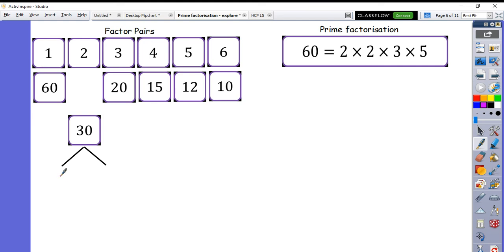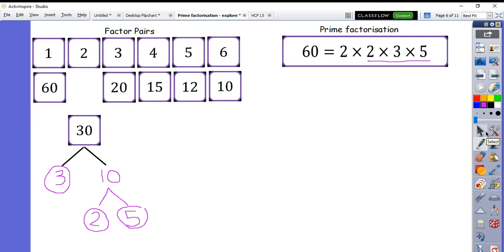So 30, let's split that one. So I have 3 times 10. Remember, you don't have to split them like this. I know that 3 is a prime, so I'm going to circle that. And I'm going to split my 10 into 2 times 5. I know that's a prime, and I know that's a prime. So I know that 30 is made up of 3 times 2 times 5, or 2 times 3 times 5. So we've got 2 times 3 times 5.